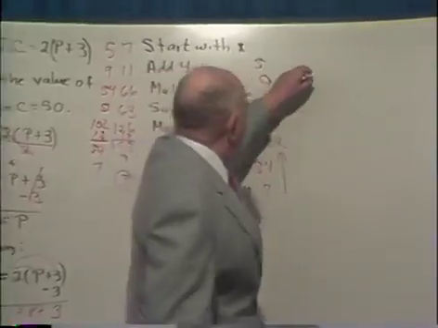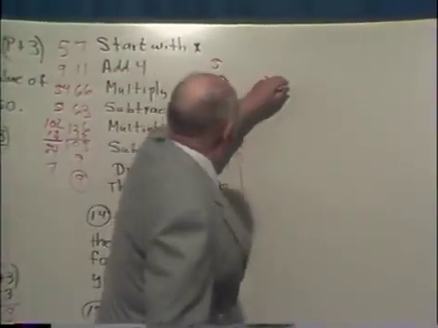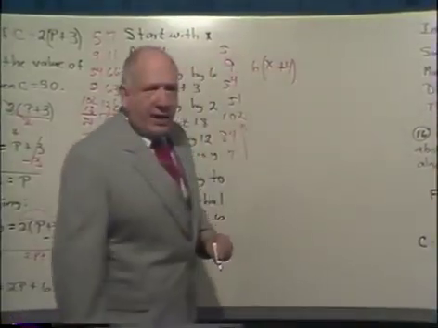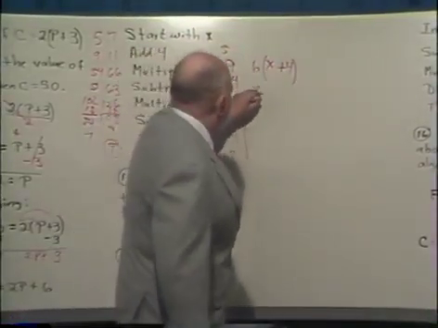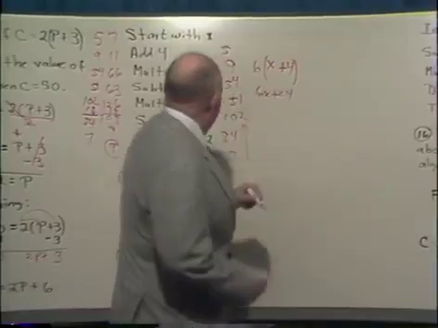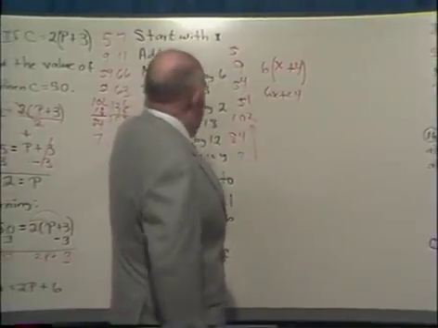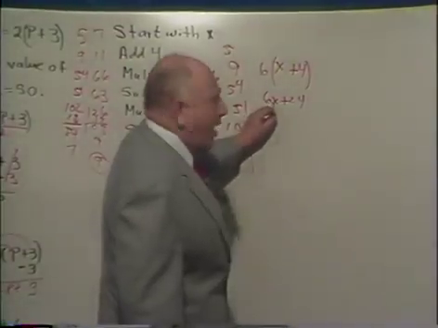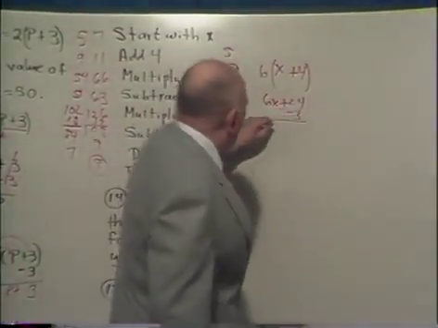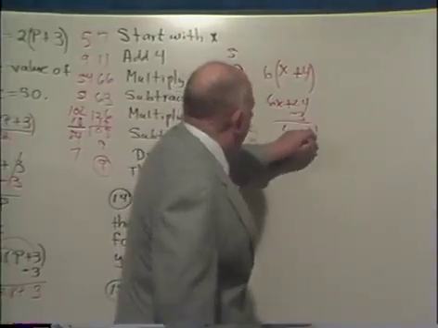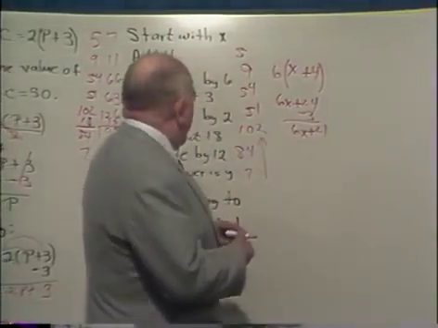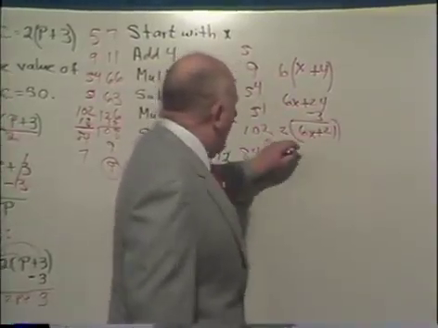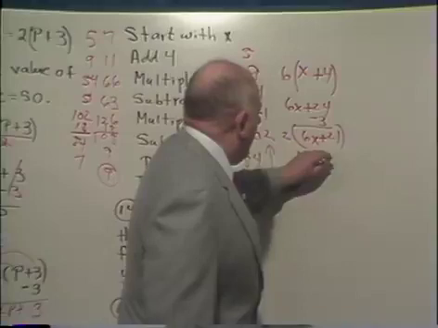I start with x, so we call that x. Now I add 4. That's x plus 4. What do I do next? I multiply by 6. But by the distributive property, that's 6x plus 24. The next step says subtract 3. Notice I don't subtract the 3 from the 6, because the 6 is modifying x's. I subtract the 3 from the 24. That's 6x plus 21. What do I do after I subtracted the 3? I multiply by 2. Using the distributive property, that's 12x plus 42.